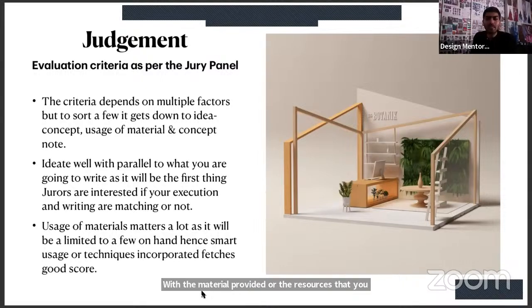So always consider that it's not possible that everyone has the best of each skill set. Write it well in parallel to what you are going to make, as it will be the first thing jurors are interested in: whether your execution and writing are matching or not.